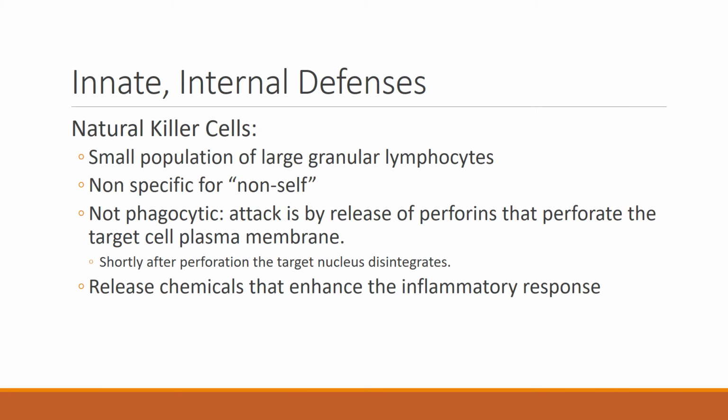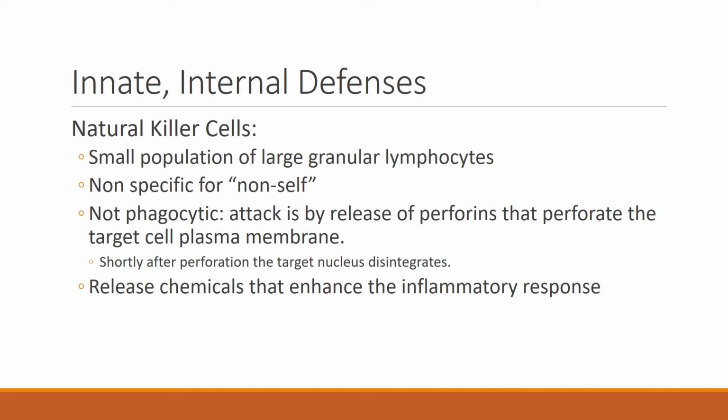Another mechanism by which a different type of cell can destroy different types of pathogens is through natural killer cells, or these are sometimes called cytotoxic T lymphocytes as well. Their function is to destroy body cells that have any type of foreign molecule. These are a little bit different because they are non-specific for non-self, and so they're able to attack virus or cancer cells without antigen recognition.